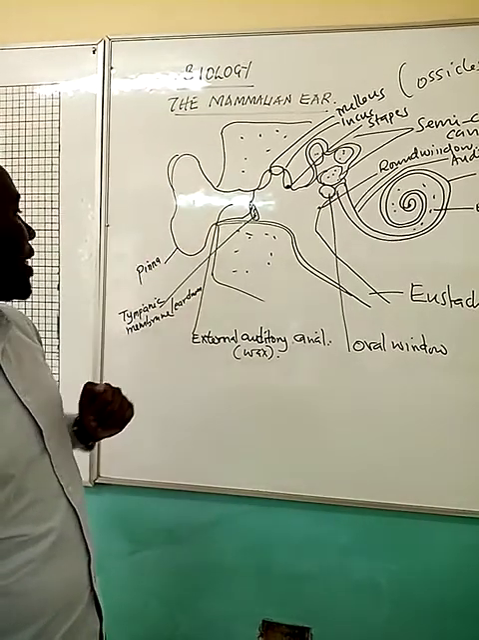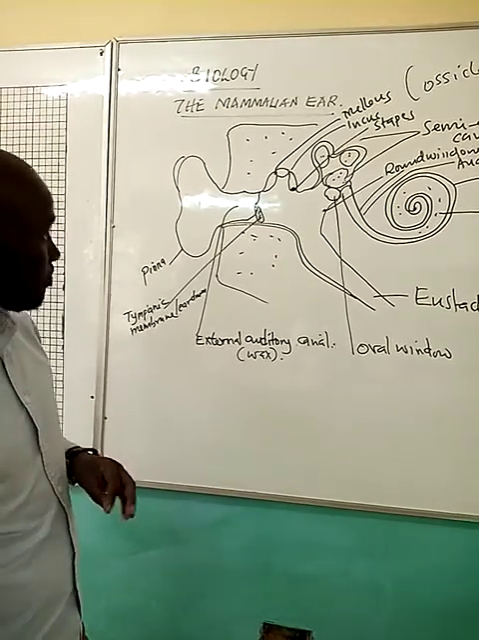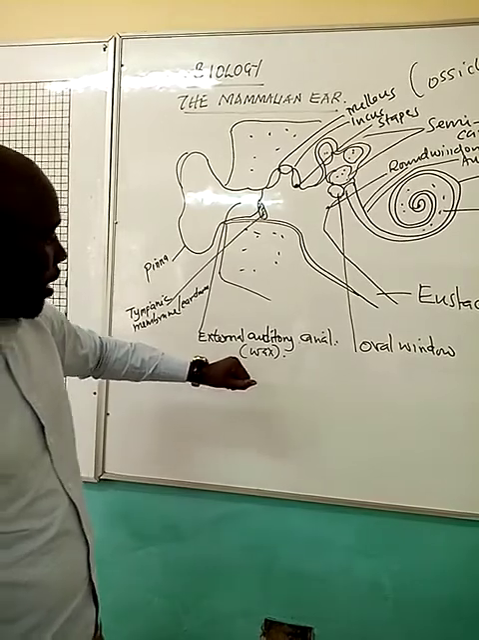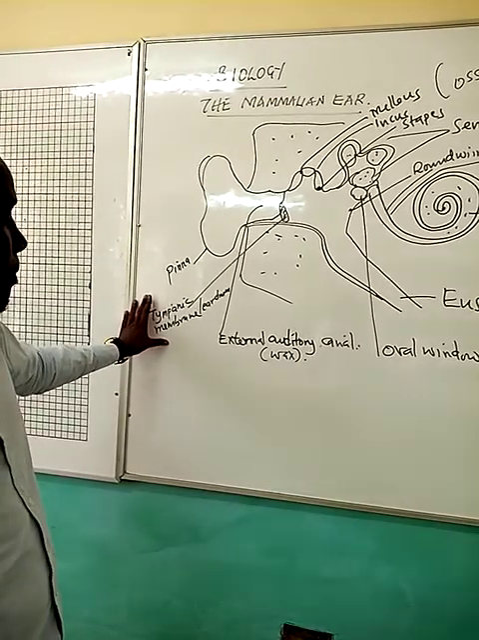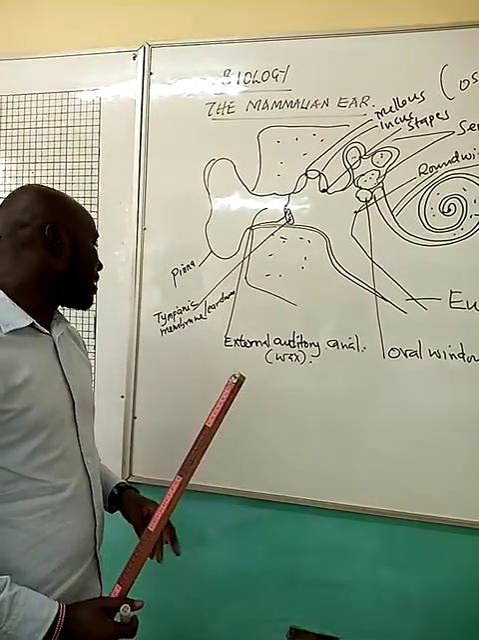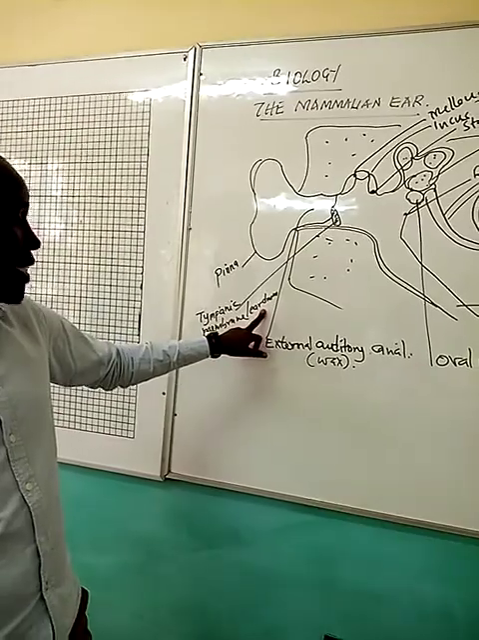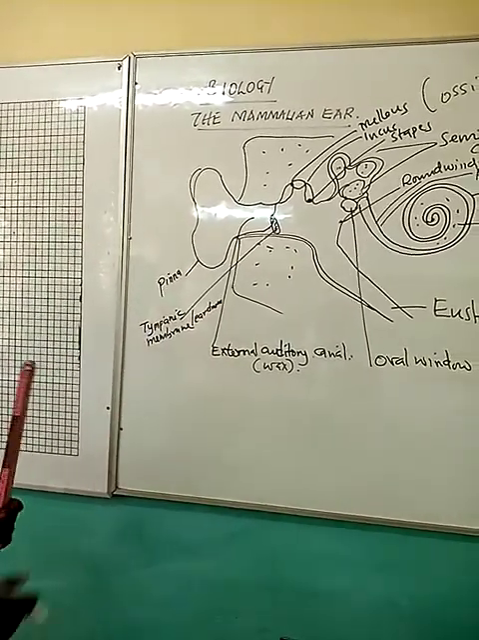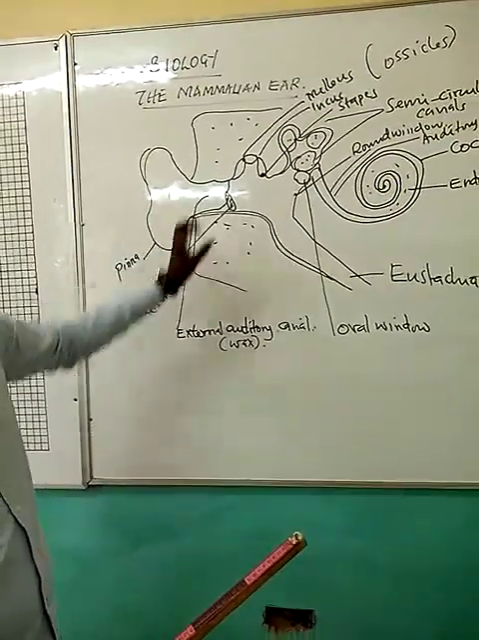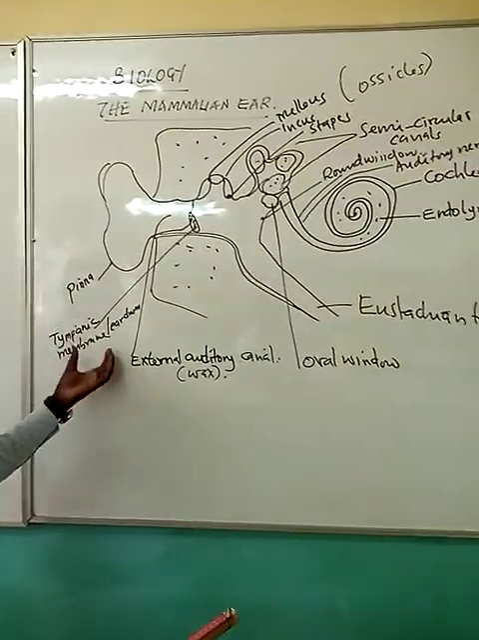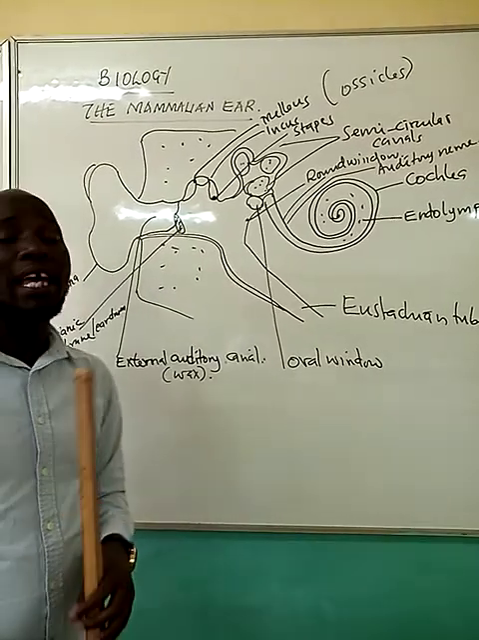So when the sound is collected by the pinna, it is then directed to the external auditory canal. From the external auditory canal, the sound waves are taken into another part of the ear that is called the tympanic membrane. If you don't want to call it tympanic membrane, then it is also known as the eardrum. The eardrum has got a function that it does with the sound waves. One, it changes the sound waves into vibrations. So the sound waves, having been changed into vibrations, are then going to be directed to the ear ossicles.